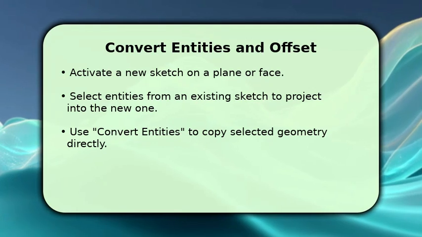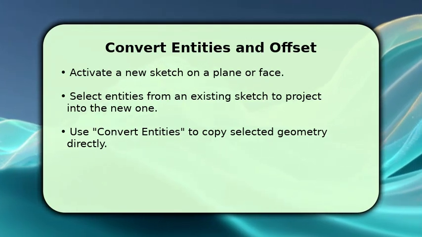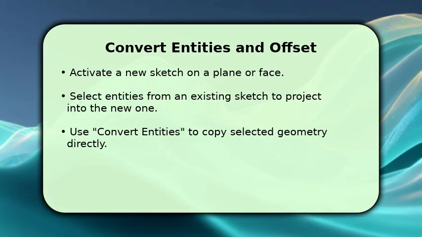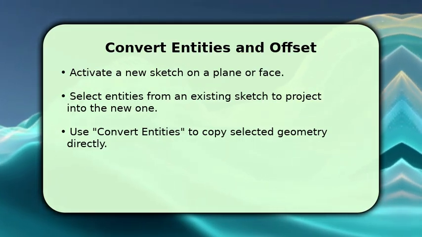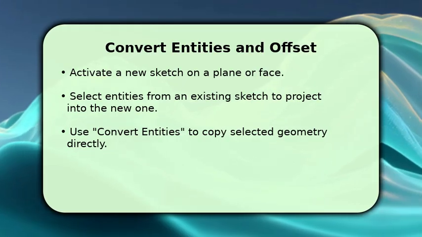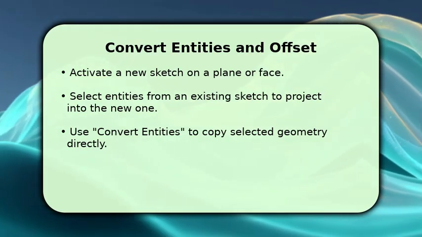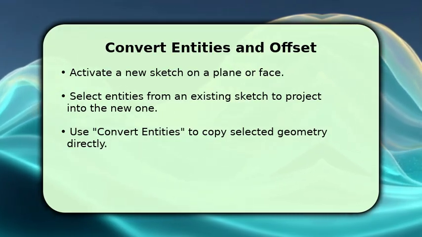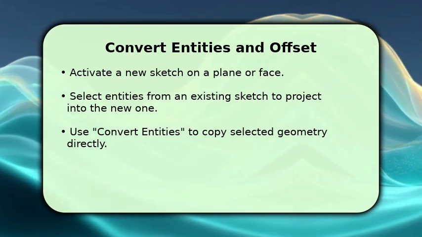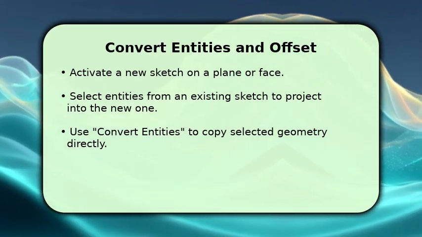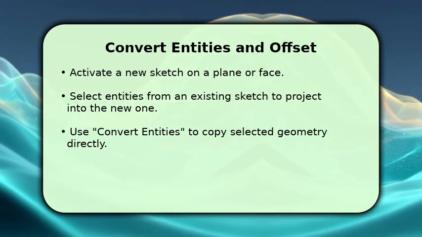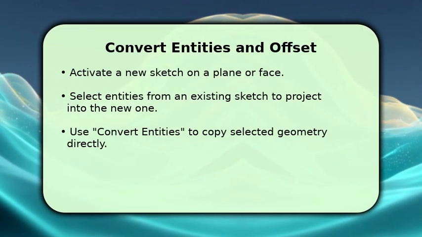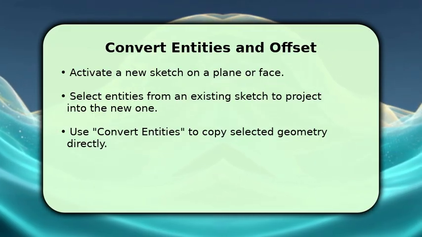Another powerful technique involves using convert entities or offset entities. First, start a new sketch on a plane or face. Then, select the lines, arcs, or points from your first sketch that you wish to reference. Clicking Convert Entities will project these directly into your active sketch. Alternatively, offset entities allows you to create a parallel copy, perhaps at a distance of 10 millimeters, which is perfect for creating walls or clearances.